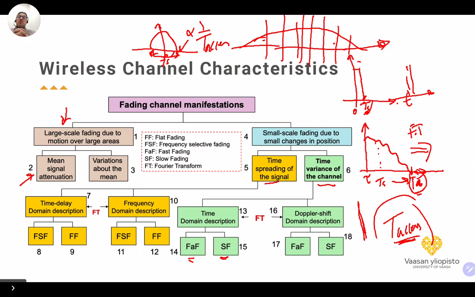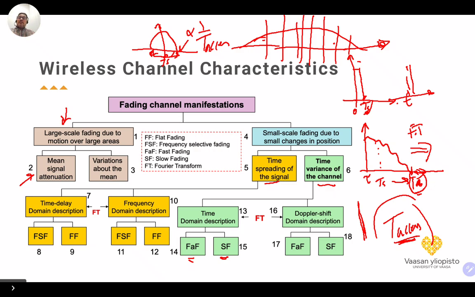Of course, slow fading is what we like. Slow fading means that the channel is not changing so fast, which means that once we know the channel characteristics, we can use it for a longer time. But if the channel characteristics are changing very fast, faster than the rate of change of our information, it will be a problem.